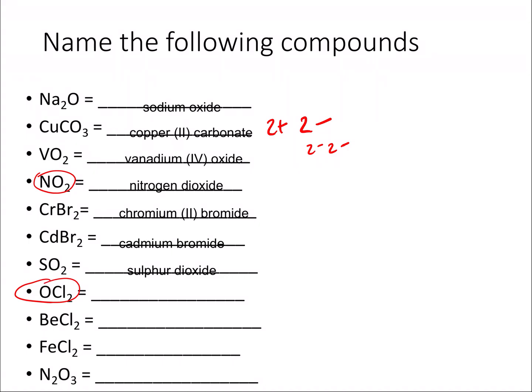See 2 nonmetals here. Covalent. So you just say oxygen dichloride. Okay, there's a metal there. Beryllium, you don't know if it's got two oxidation states. You're supposed to check. There's only one, so it's beryllium chloride.